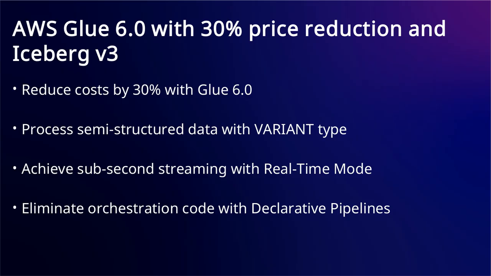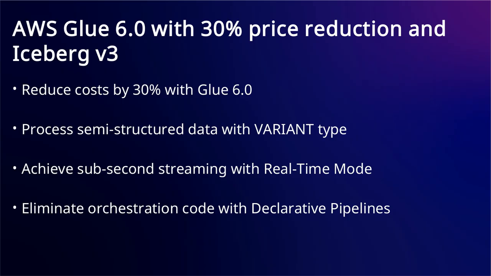Processing large-scale data workloads efficiently while managing costs and development complexity remains a challenge for data teams building ETL pipelines, streaming analytics, and AI applications. AWS Glue 6.0 addresses these challenges through 4 key improvements. You can reduce costs by 30% with Glue 6.0 while accessing upgraded runtimes including Apache Spark 4.1 and Python 3.13. You can process semi-structured data with variant type in Apache Iceberg v3, which provides automatic shredding for faster reads and deletion vectors for row-level updates.